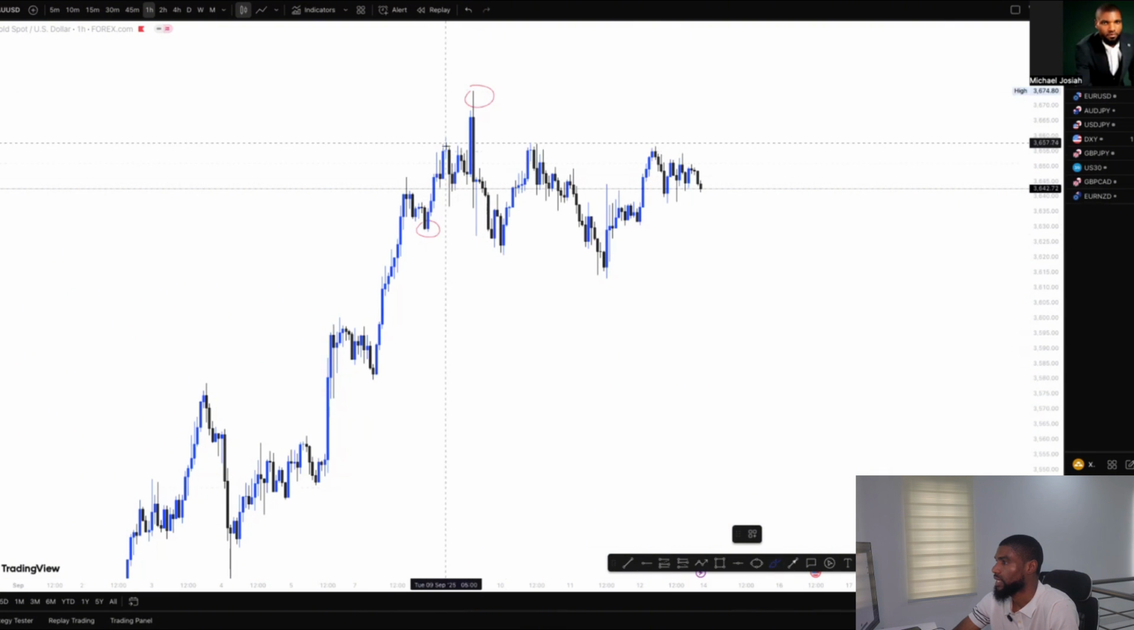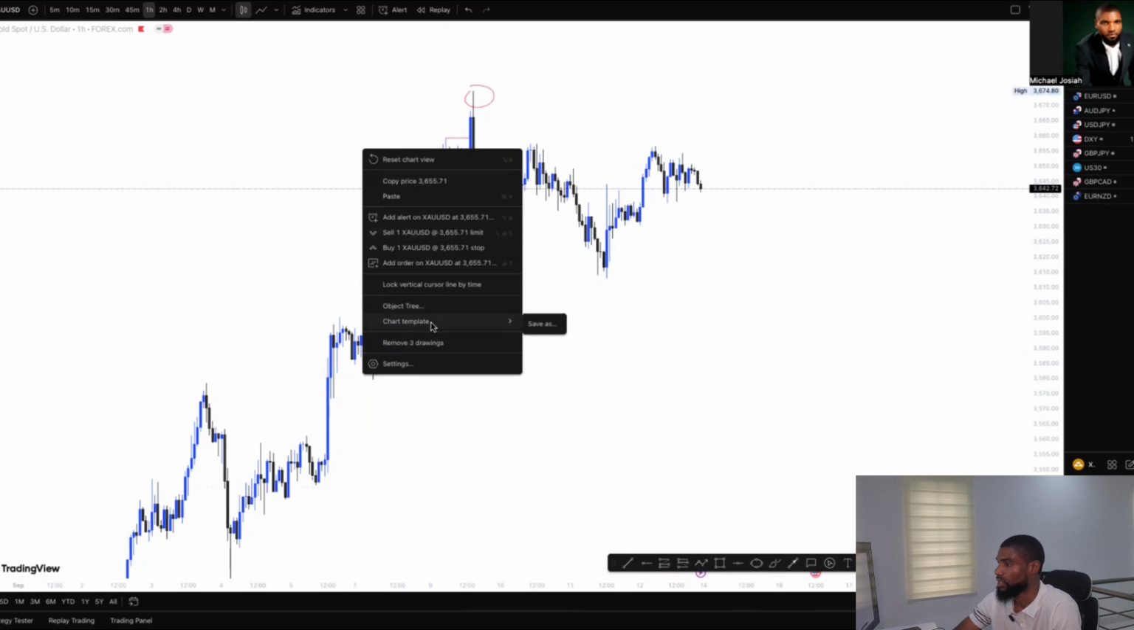We have to understand that whenever we have a sweep, because this is a sweep, this is not actually a break of structure, right? So it means that the leg or the low that created the high is now a weak low, which means price is definitely going to take it out. So let's do it this way.